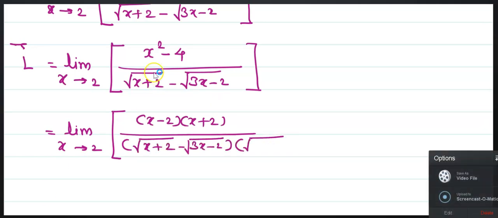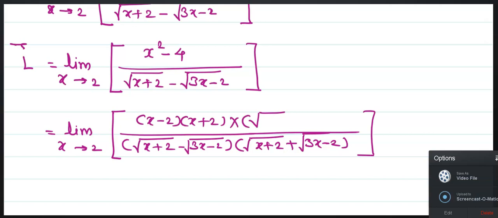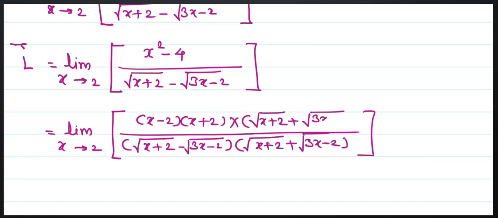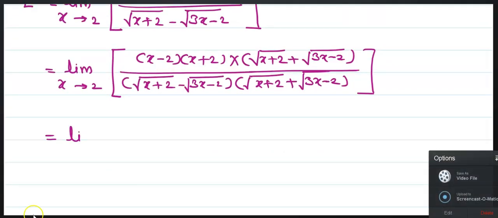Now the factors of x square minus 4, that is in bracket x minus 2 into x plus 2, and the rationalizing factor of root of x plus 2 minus root of 3x minus 2 is in bracket root of x plus 2 plus root of 3x minus 2. Next, multiply the numerator and the denominator by the conjugate of root of x plus 2 minus root of 3x minus 2. At the same time, we will multiply it to the numerator also. Now see this expression. This is the multiplication to the numerator and the denominator by its conjugate part.